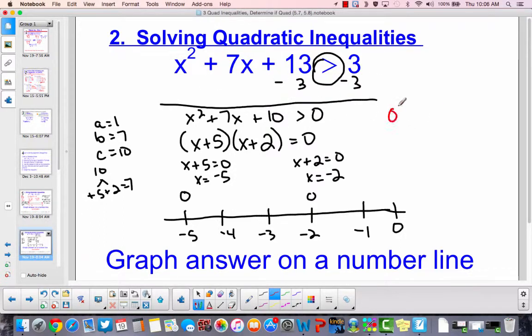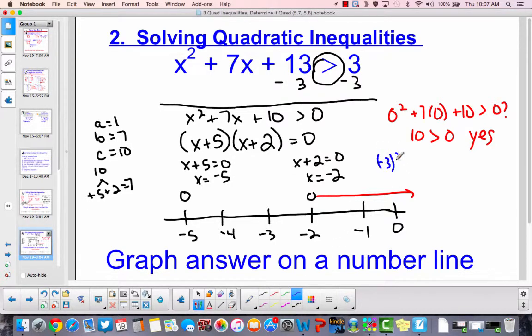It doesn't matter. 0 squared plus 7 times 0 plus 10 is greater than 0. So that says 0 plus 0 is 0 plus 10. 10 is greater than 0. Is 10 greater than 0? Yes, that's true. So it's true out in here. So these are the values that we're going to need. Well, let's pick a number in between. We can pick negative 4 or negative 3. Make it the easiest number you can. So let's plug a negative 3 in.